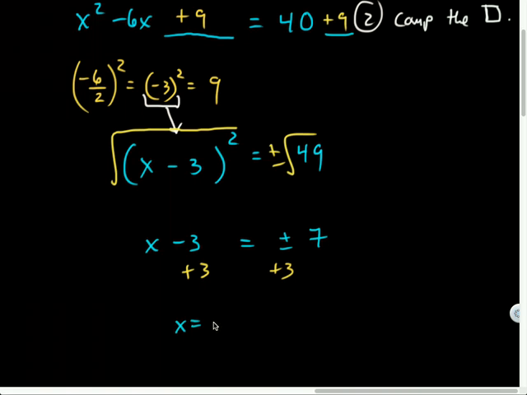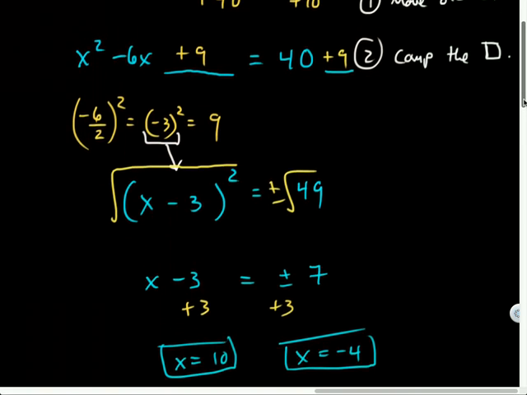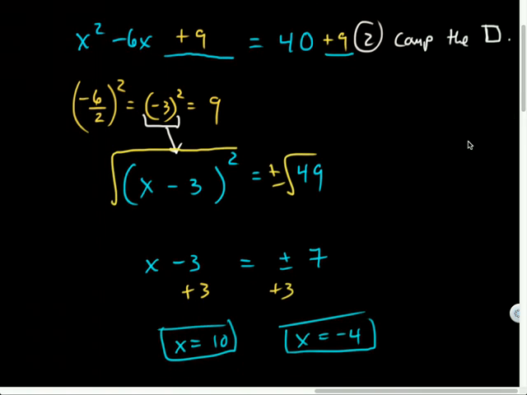3 plus 7 is 10. And 3 minus 7 is negative 4. So I just consider that plus or minus as two separate cases to get my two answers. How awesome is that? It's not that bad.